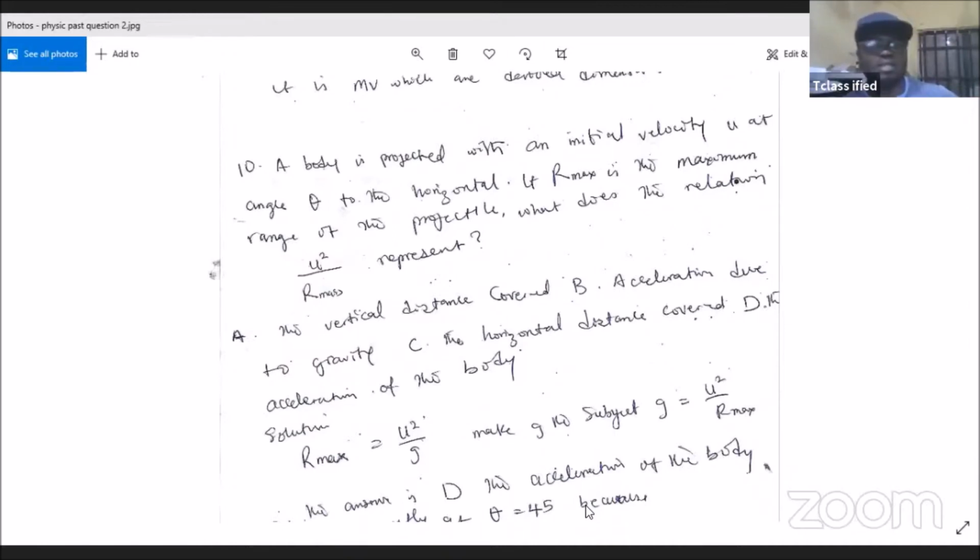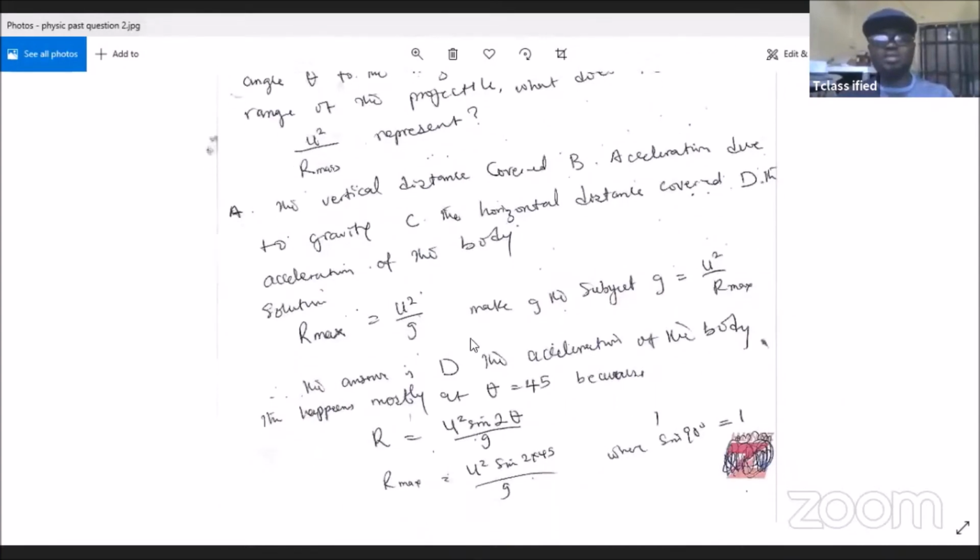Now, R max equal to u squared over g is the formula for maximum range. So if you make g the subject, you simply have u squared over R max, which is actually what you have here. So that is simply the acceleration of the body. Now, when do you attain such a formula?